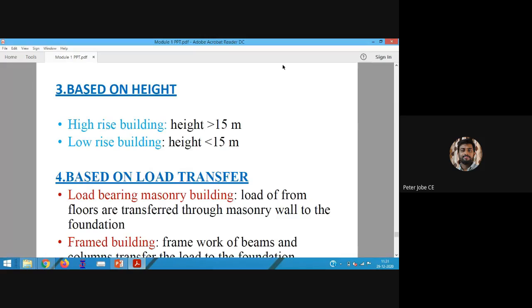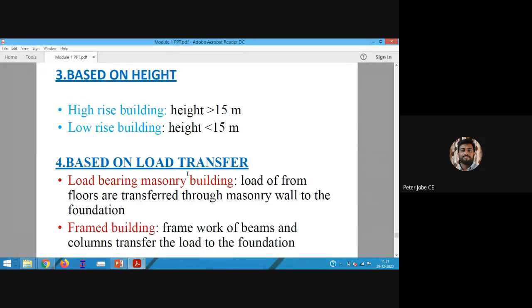And the next classification, the fourth classification, is based on the load transfer. So first is the load-bearing masonry one. We have discussed this earlier.